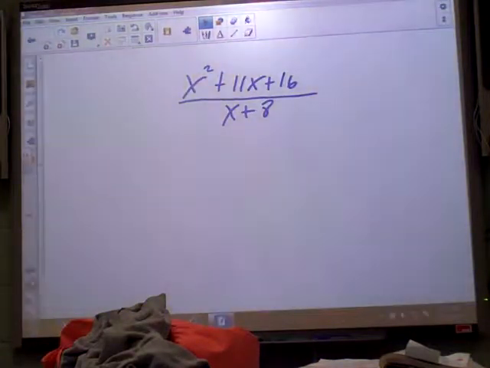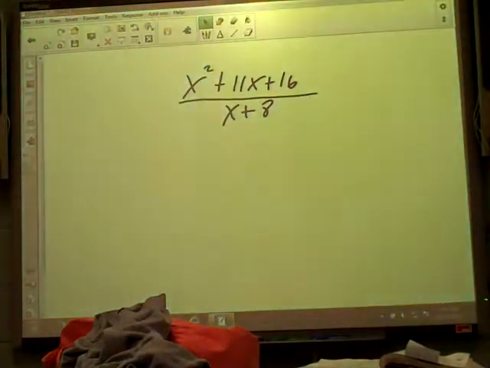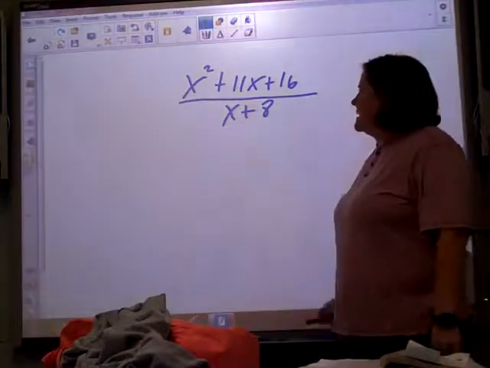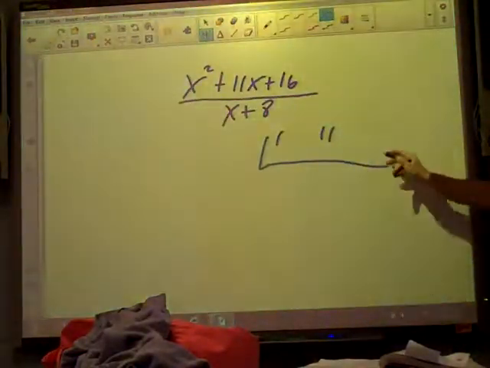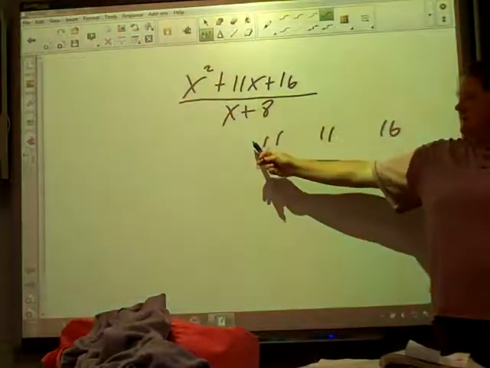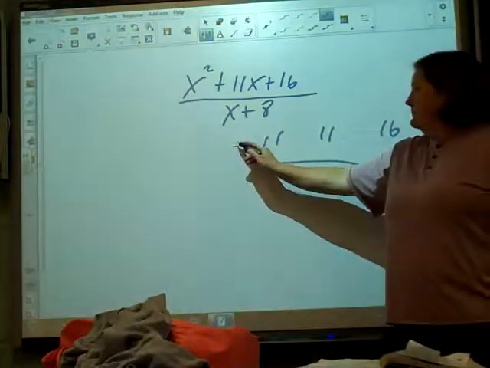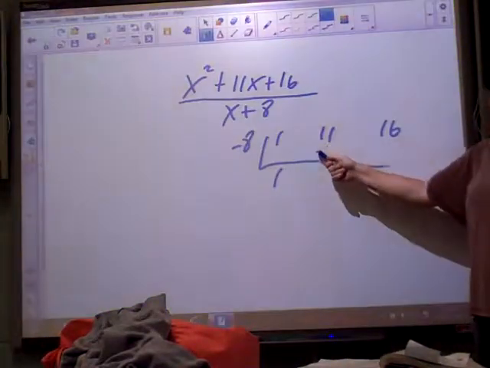We need another minute. Good. Alright, since I did the last one long division, I'm going to do this one synthetic. That's the way Mason's working on it, so we can check Mason out. I got a 1x squared, an 11x, and a 16. What does Mason have to put outside his box? Negative 8. Good job. Drop the 1. 1 times negative 8 is negative 8.